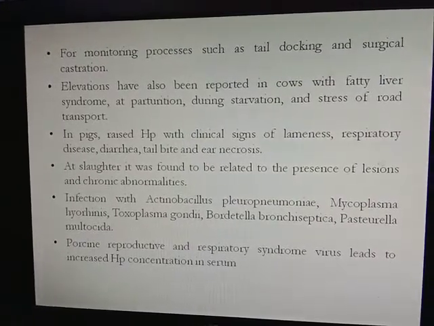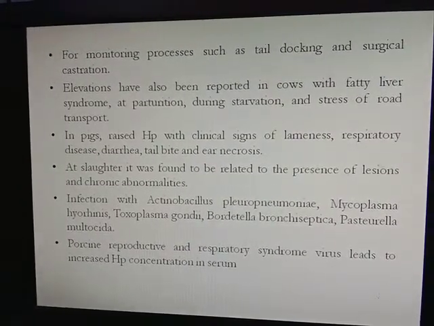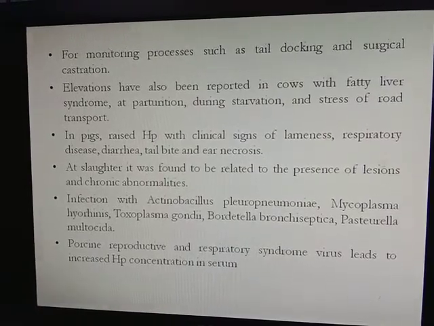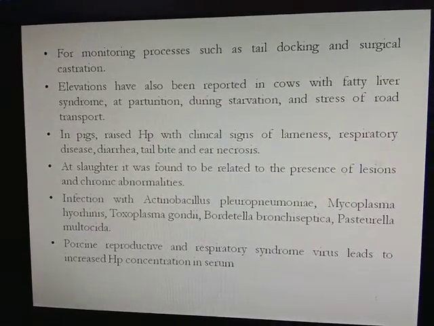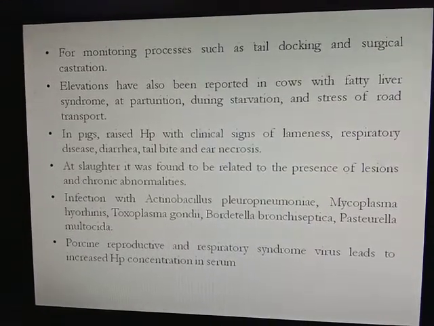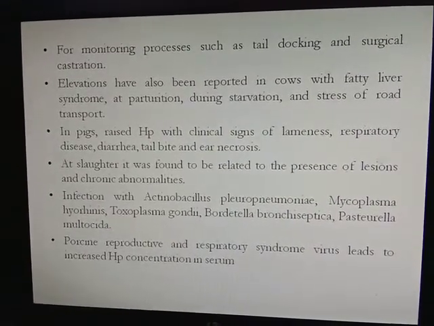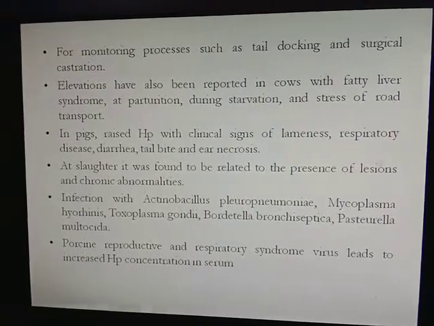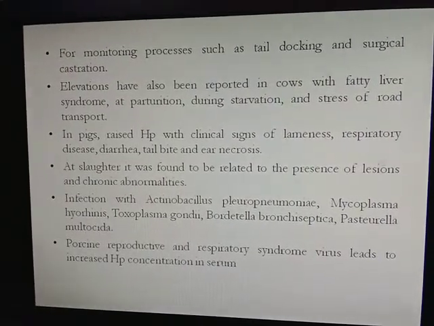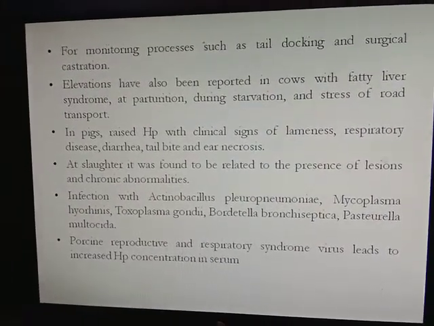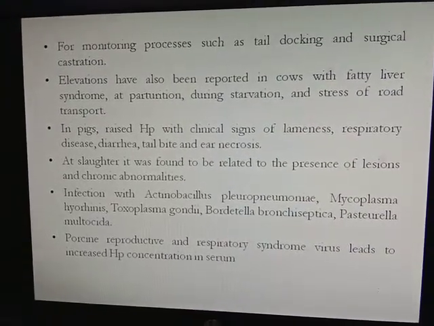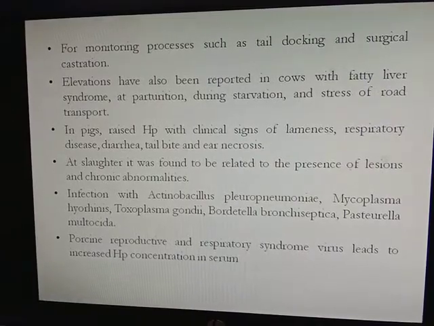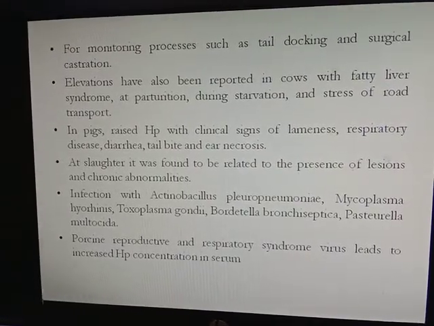In pig, raised haptoglobin is seen with clinical signs of lameness, respiratory diseases, diarrhea, tail bite and ear necrosis. So haptoglobin increases in pig during lameness, respiratory diseases, diarrhea, tail bite and ear necrosis. During slaughter also this protein increases, which is related to the presence of lesions and chronic abnormalities.